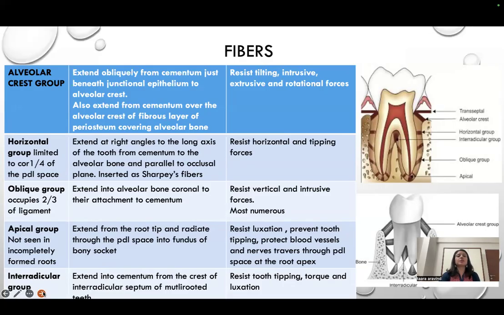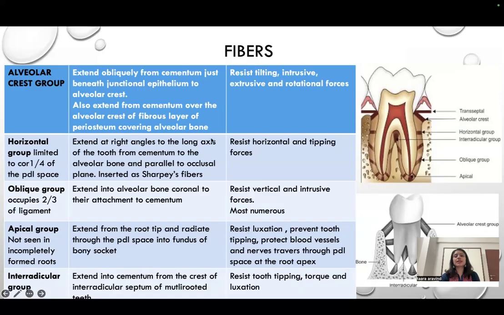Alveolar crest group, from the name itself, we can understand that it extends obliquely from cementum over the alveolar crest to the fibrous layer of periosteum covering the alveolar crest, and also extends obliquely from cementum just beneath the junctional epithelium to the alveolar crest. That is, it extends from the alveolar crest of the alveolar bone to the cementum. So the main function is to resist tilting, intrusive, extrusive, and rotational forces.